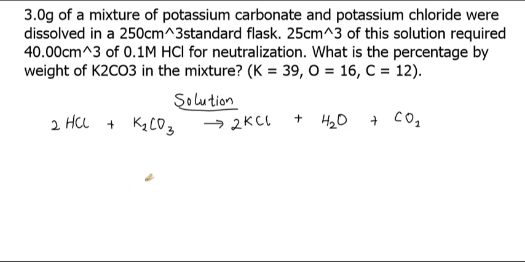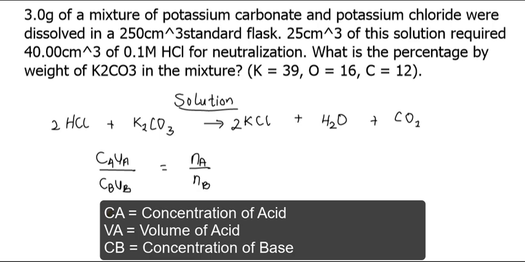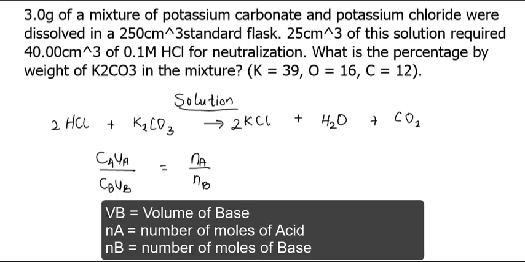So after writing a balanced chemical equation, the next thing to do is to write out the formula we'll be using. And to solve any question that has to do with neutralization or any question on titration, the formula we'll be using is CAVA over CBVB, which is equal to Na over Nb. Here Ca is the concentration of the acid, Va is the volume of the acid used, Cb is the concentration of the base, Vb is the volume of the base, while Na and Nb is the number of moles of the acid and the base respectively, and this is usually gotten from the chemical equation.